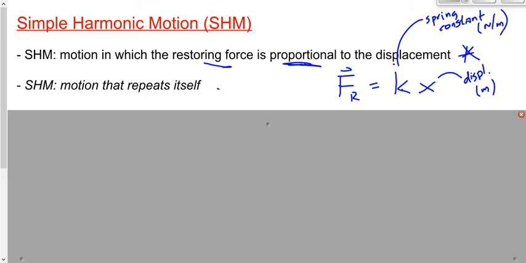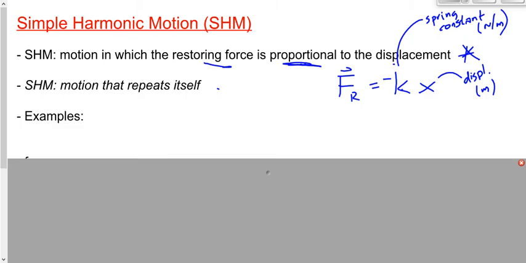And of course, F is equal to, actually technically F is not equal to kx. F is equal to negative kx. Because if the displacement is to the right, the restoring force pulls it back to the left. And if the displacement is to the left, the restoring force pulls it back to the right. My applied force, how hard I pulled it, is equal to kx. But how hard it pulls back is negative kx, the opposite direction. We'll deal with the mathematics of that later on, so don't panic about that right now.